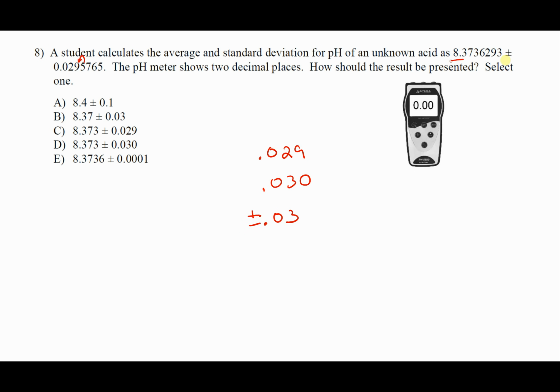Rule 2, we have to have this number match. So 8.37. Rule 3, are we doing better than the instrument? The instrument error is plus or minus 0.01. What's bigger? 0.03 or 0.01? 0.03 is bigger. Our answer is B.